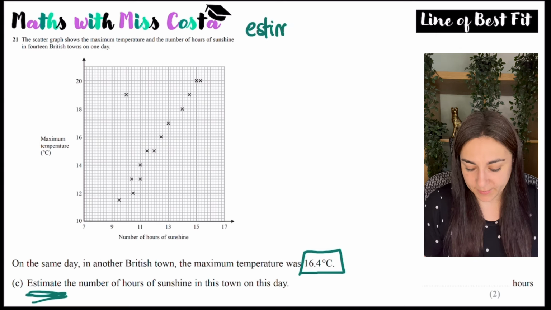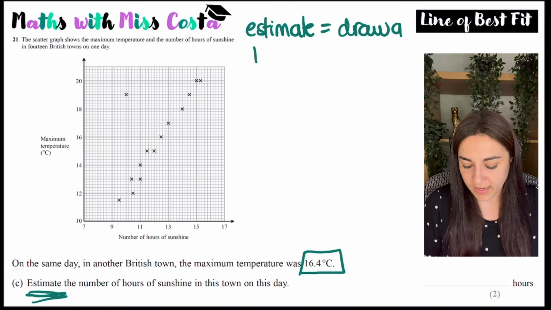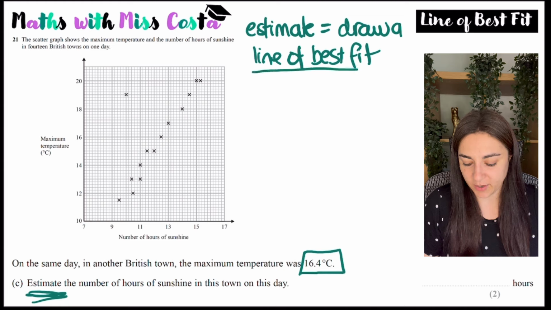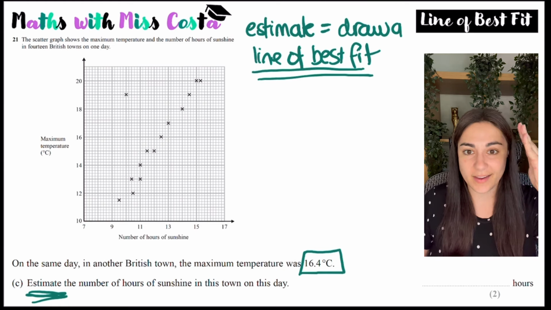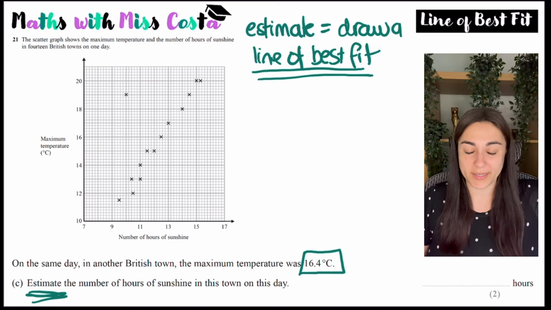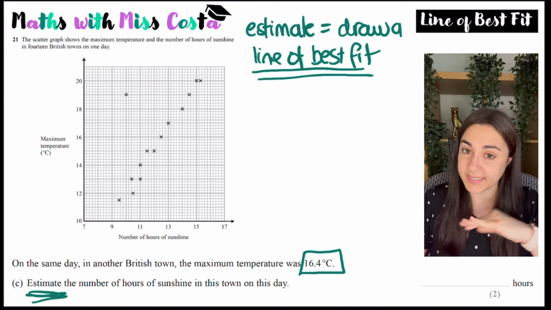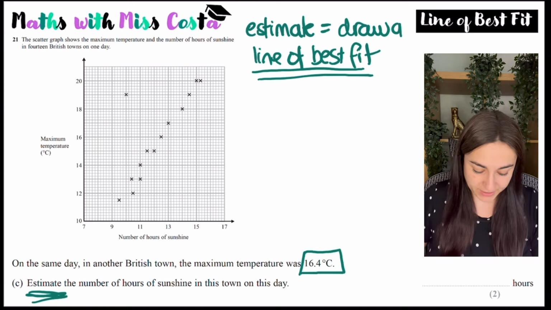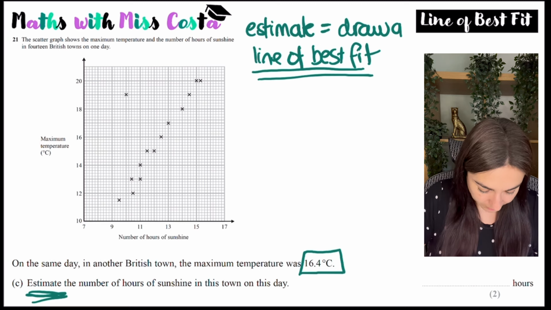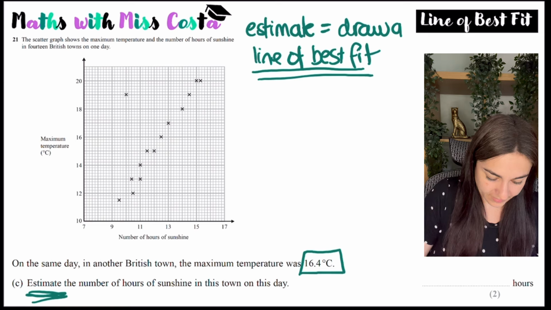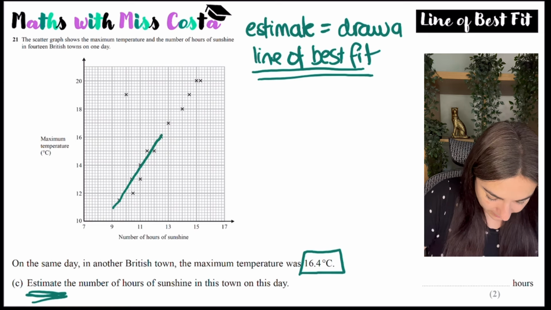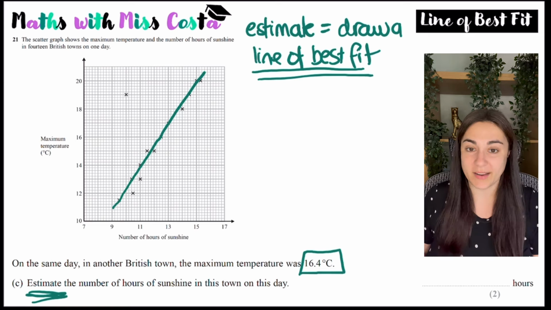Now, when you estimate, you absolutely must draw a line of best fit. When you're estimating from a scatter graph, you need to draw a line of best fit, and that is essentially a straight line that has roughly the same amount of points above as below the line. It does not need to start from 0. It just needs to fit through as many of the points as possible. Okay, so that would be my line of best fit.